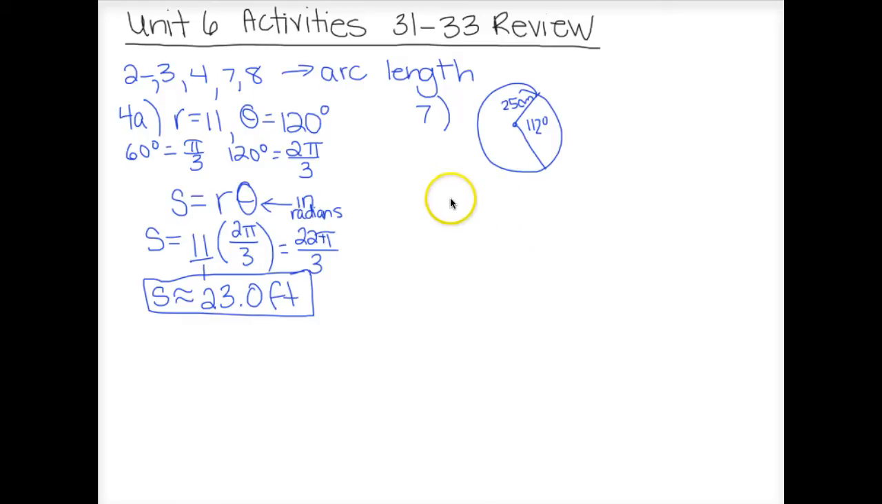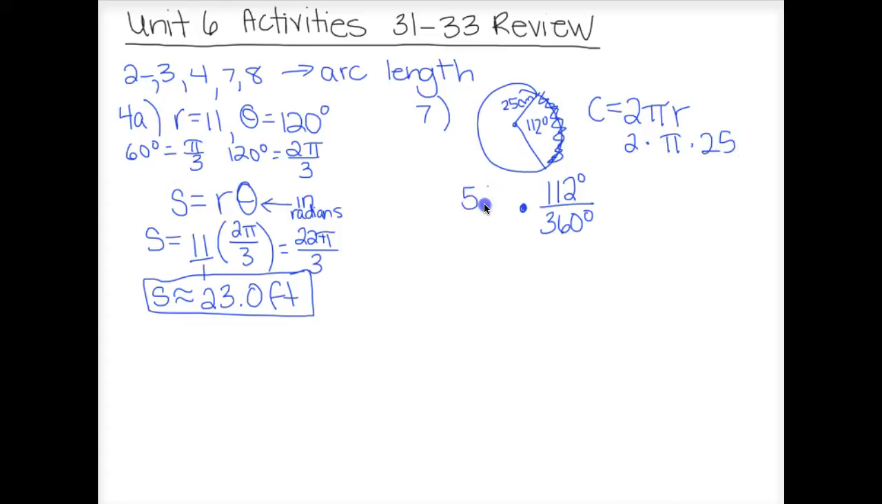But I do want to remind you of the other way that you can find arc length, and that is by taking the portion of the circle that you have. In this case, it's 112 degrees. The whole circle is 360 degrees. We can multiply that ratio, because that's how much of a full circle this arc length would cover, by the circumference. Remember that circumference equals 2 times pi times radius. So 2 times pi times 25 gives us 50 pi.